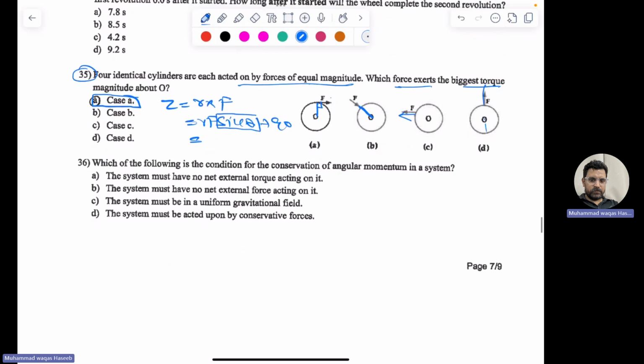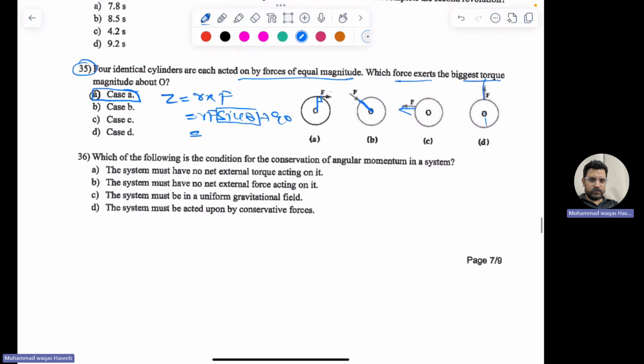Which of the following is a condition for the conservation of angular momentum? So the conservation of angular momentum is related to the torque, just as the conservation of linear momentum is related to the force, because the rate of change of angular momentum is equal to the applied torque. Okay, so the system must have no external torque.